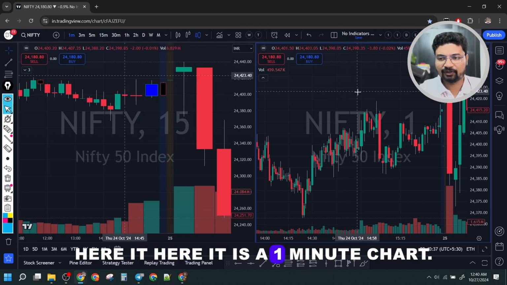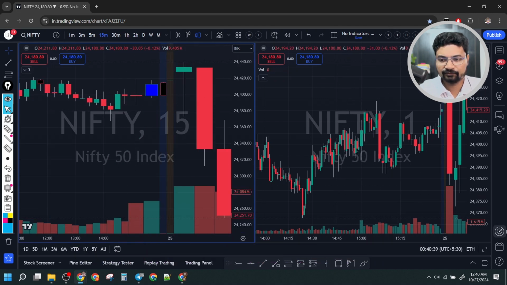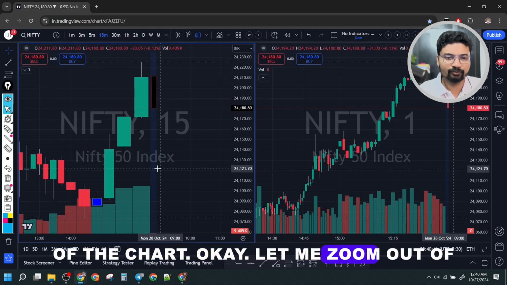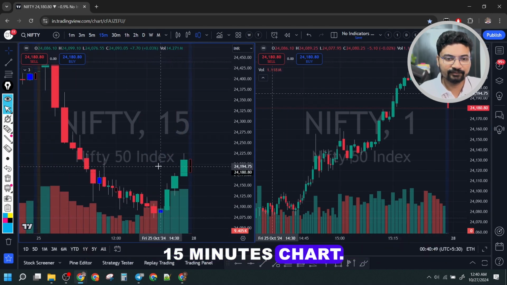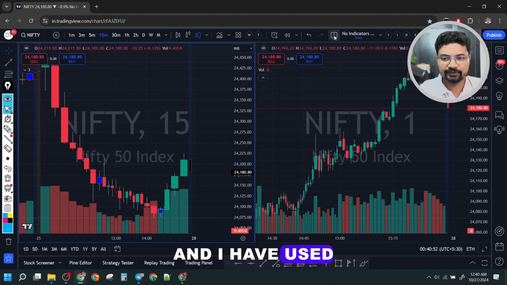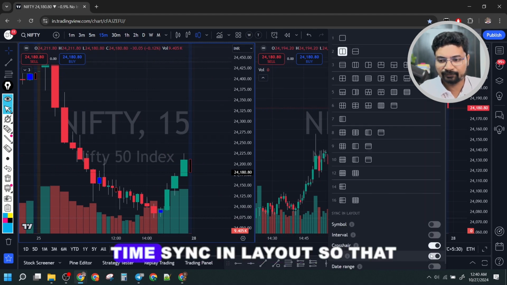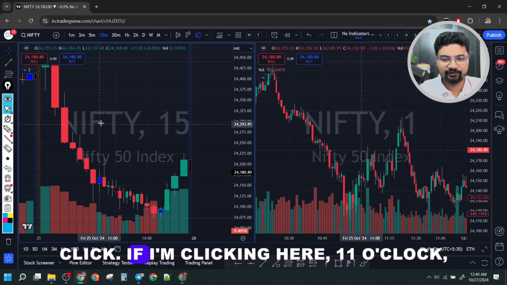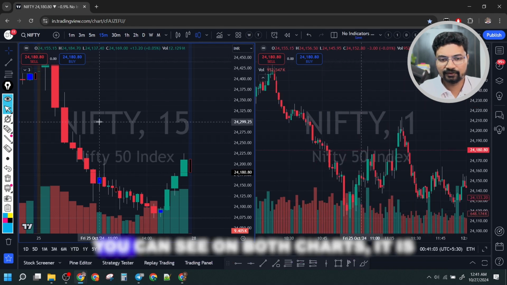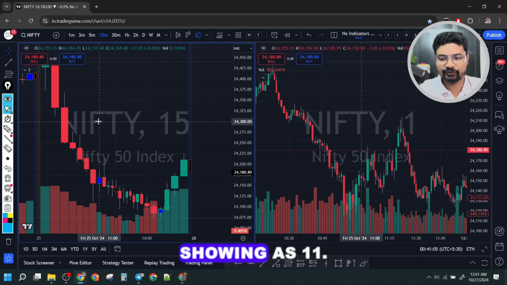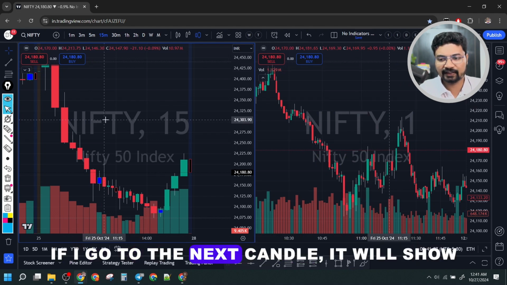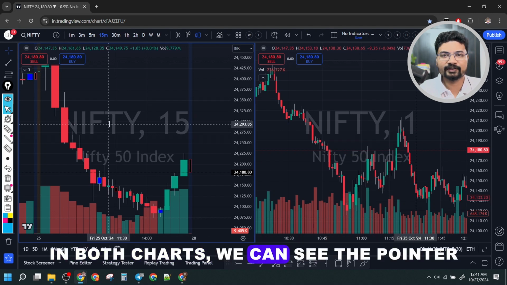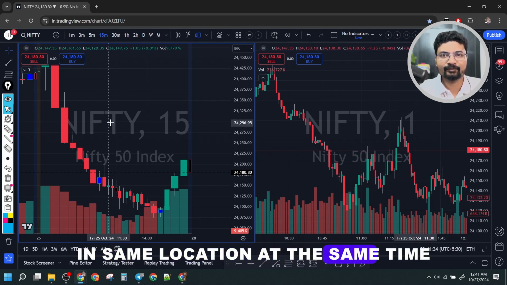Here it is a 1 minute chart. Let's go into the current time frame of the chart. Okay, let me zoom out of this 15 minutes chart. I have used time sync in layout so that we can go to the same time wherever I click. If I click here at 11 o'clock, you can see both charts showing 11. If I go to the next candle, it will show 11:15, and if I move in both charts, we can see the pointer in the same location at the same time.